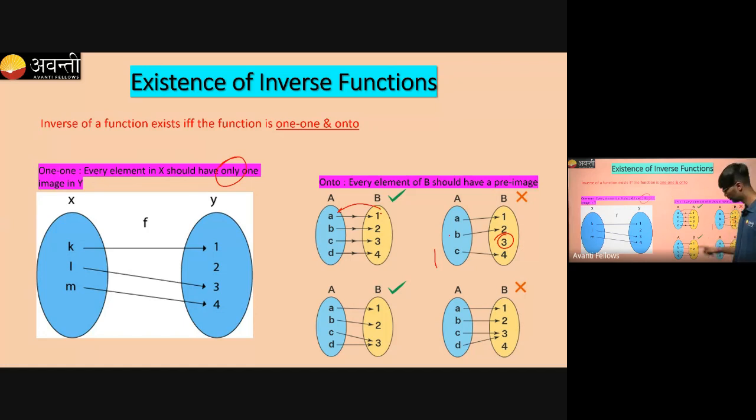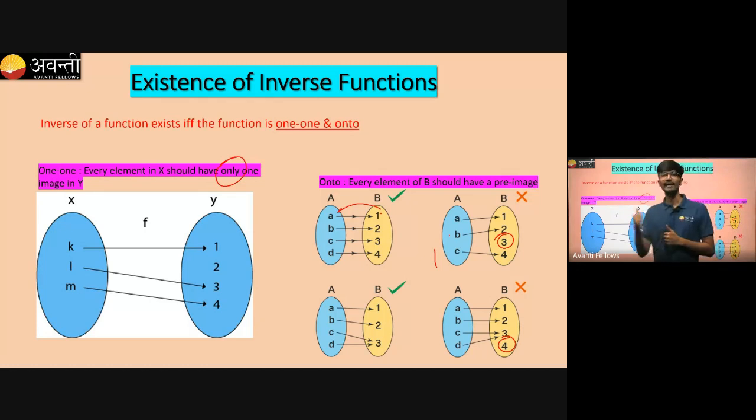Let's talk about onto. It is an onto function because every element of B has one pre-image. And what about this? Again, we can see 4 here has no pre-image. So this is not an onto function. So I hope it is clear, or you have revised, what is a one-one function and what is an onto function. So for an inverse function to exist, the original function should be one-one and onto.